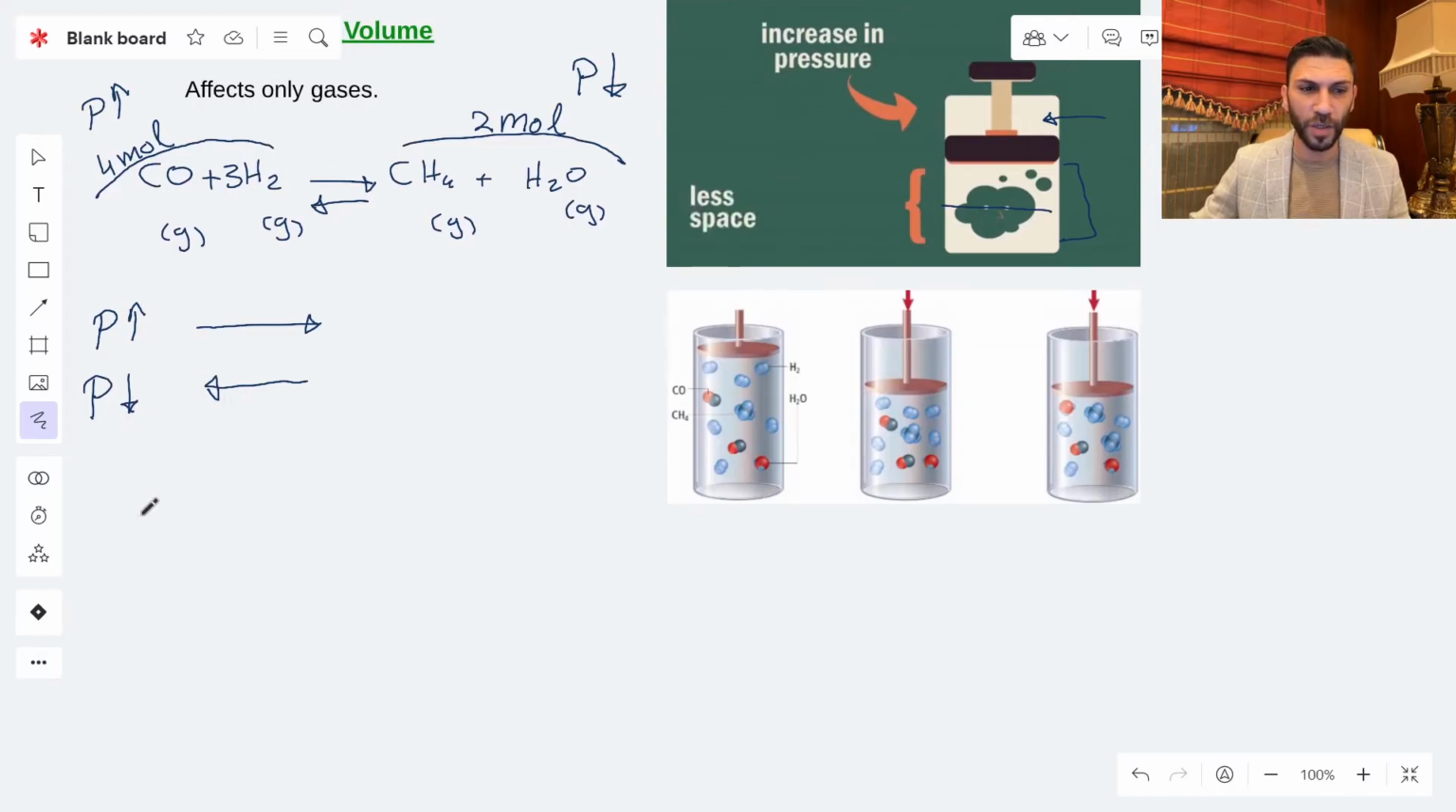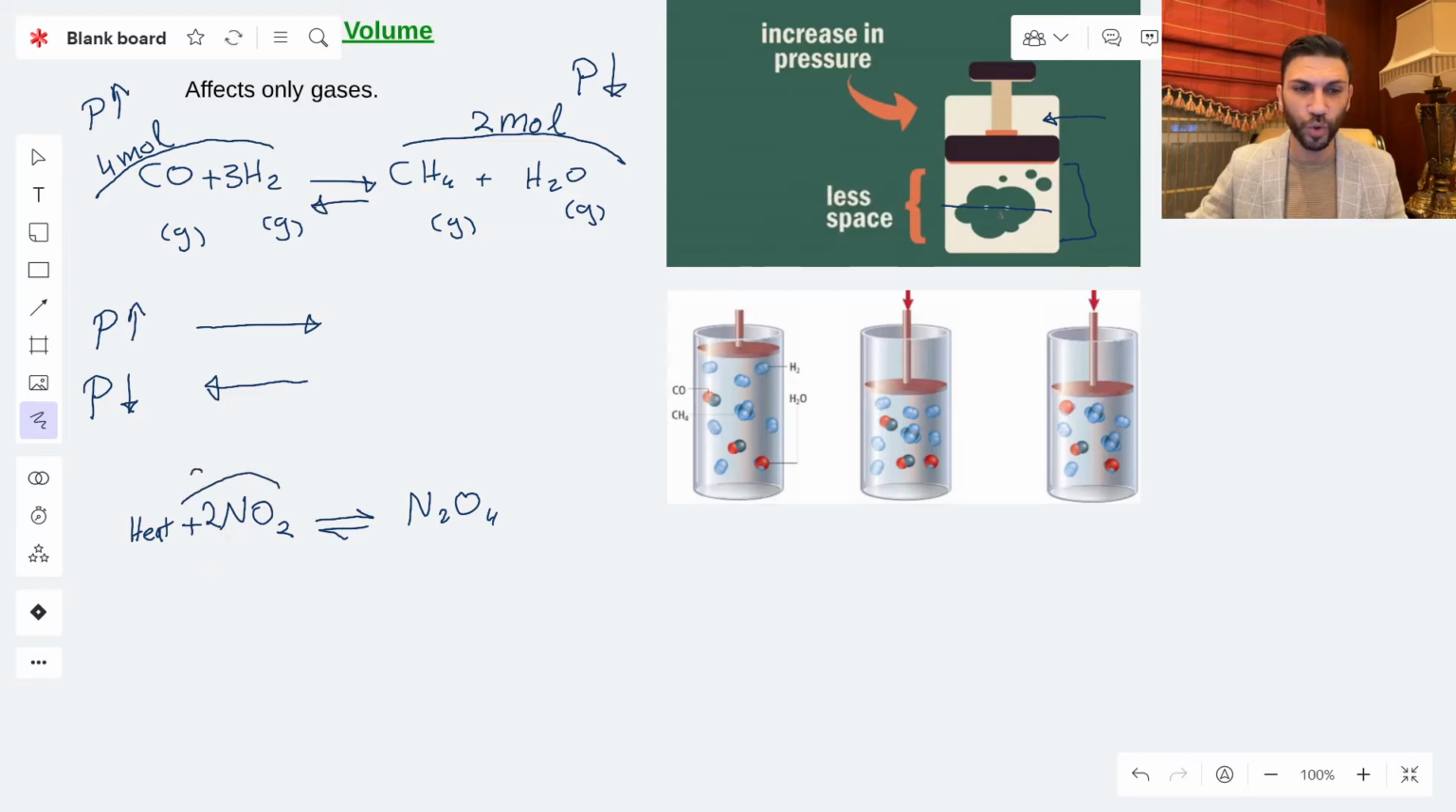Let's have another reaction. For example, if we have NO2 plus heat, because it's an endothermic reaction, to NO2, and it will give you N2O4. As you can see here we have number of moles of gas, 2 moles of gas, both of them are gases. And here we have only 1 mole of gas in the balanced equation.